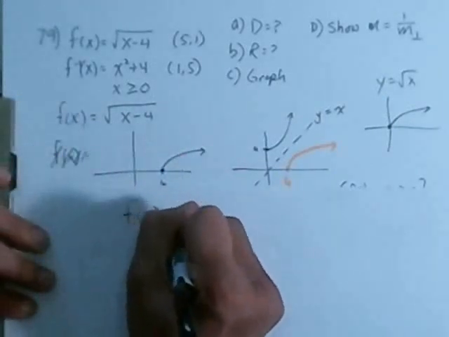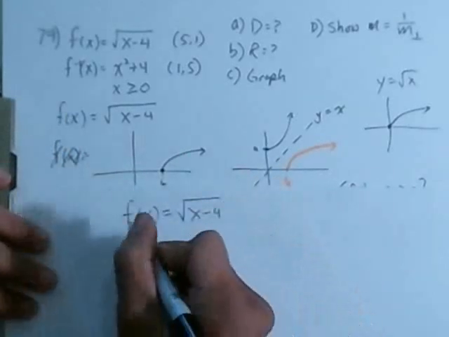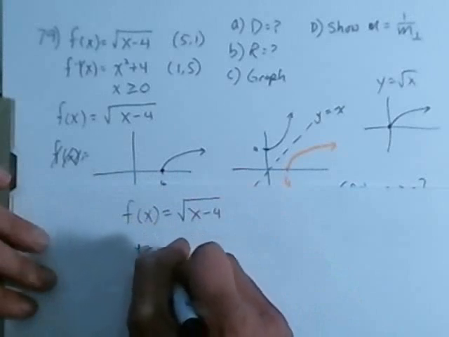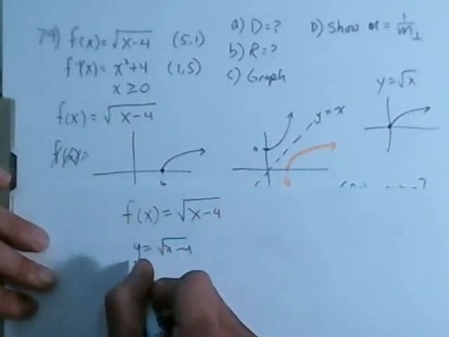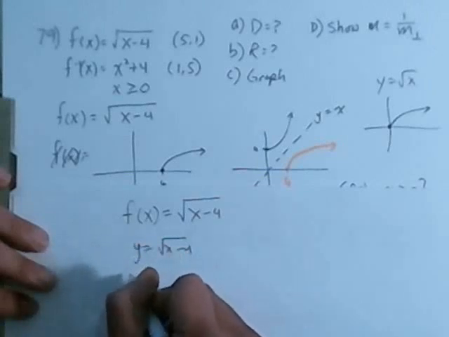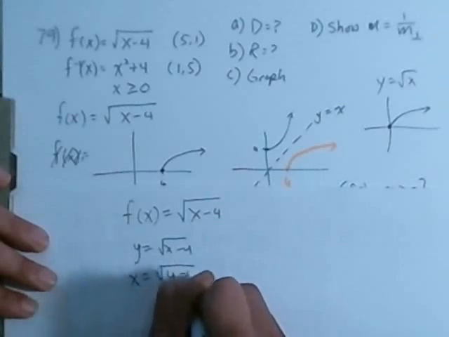It's a review of algebra 2 and pre-calc. Square root of x minus 4. Step 1, you set y equal to square root of x minus 4. And then interchange the x and y. That's step 2. X is equal to square root of y minus 4.